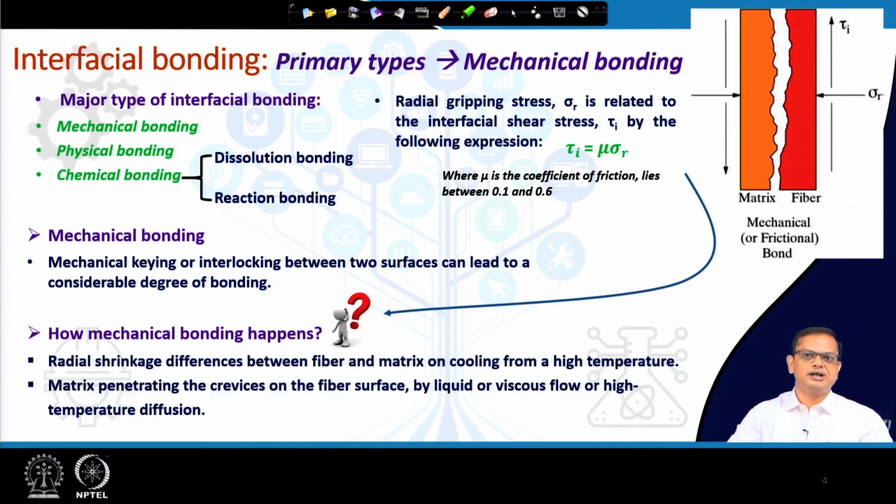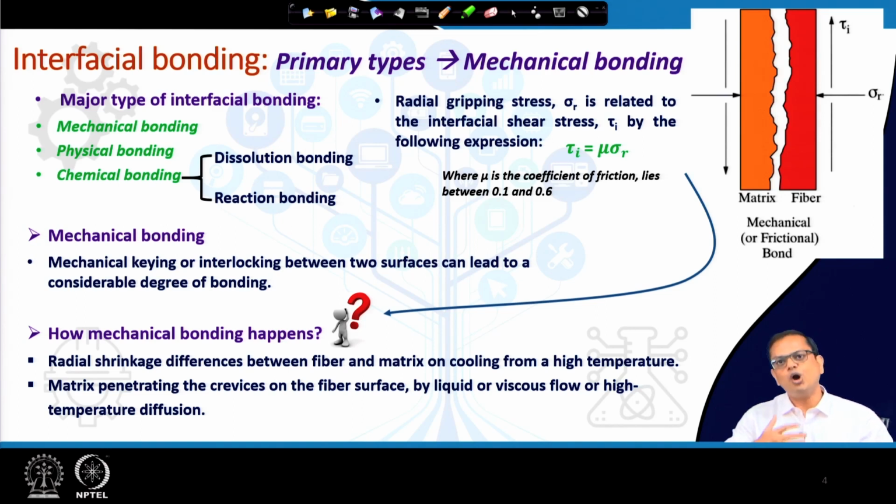So, you can see here those points have been mentioned in a different manner. Radial shrinkage differences between fiber and matrix on cooling from a high temperature. I talked about the difference in CTE that leads to radial shrinkage. Then matrix penetration, penetrating the crevices on the fiber surface by liquid or viscous flow or higher temperature diffusion, and that leads to this kind of mechanical interlocking. And I also mentioned the mu factor, which is actually surface roughness.